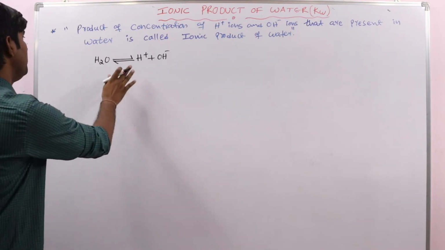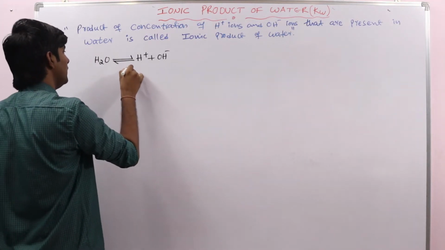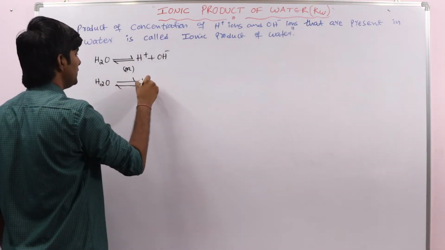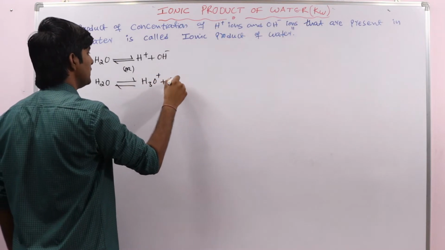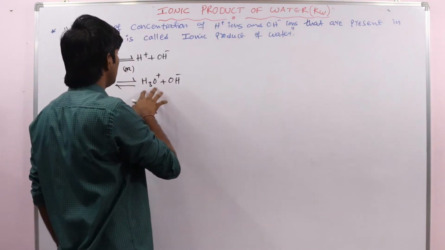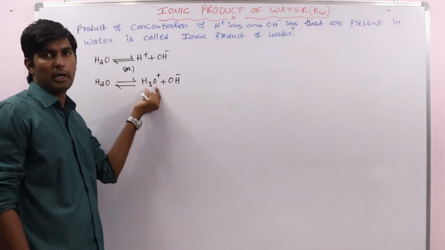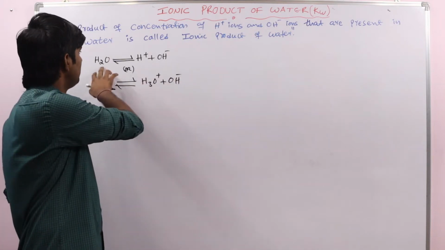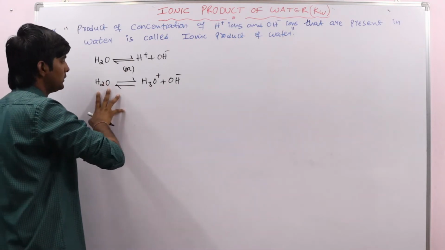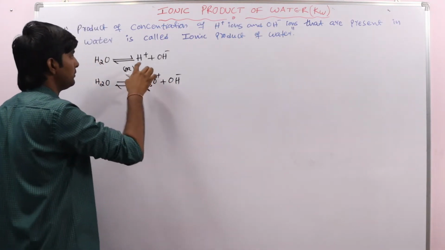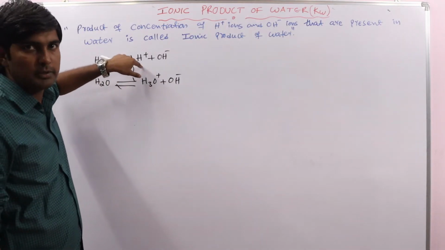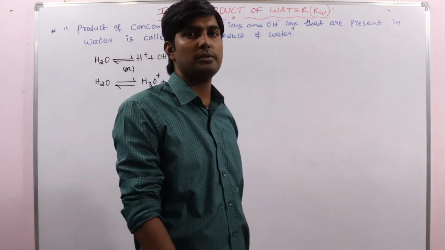If you take this reaction, we can take it as H2O. Actually, this H plus ion does not exist in the free state. Immediately this H plus ion combines with water to form the hydronium ion, H3O plus. In some books it is given as H2O gives H plus and OH minus, but the actual representation is H2O gives H3O plus and OH minus. This does not exist in the free state.